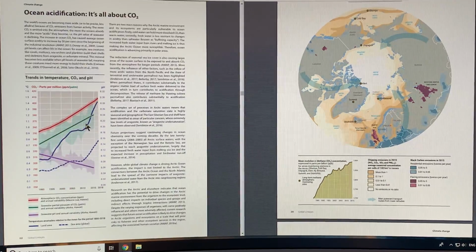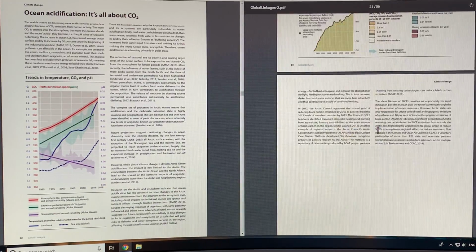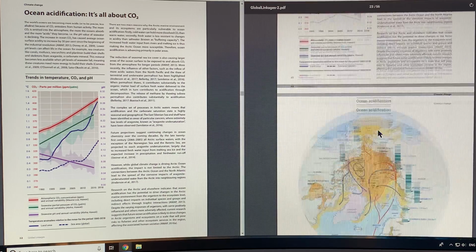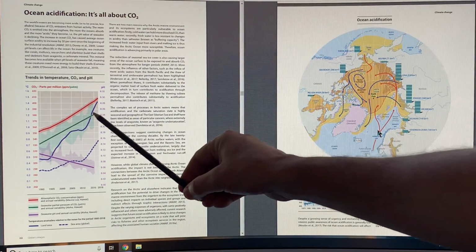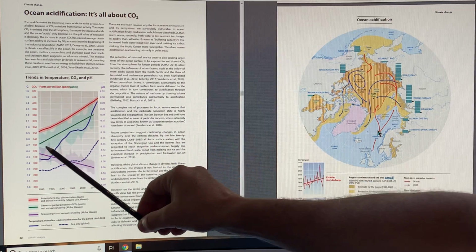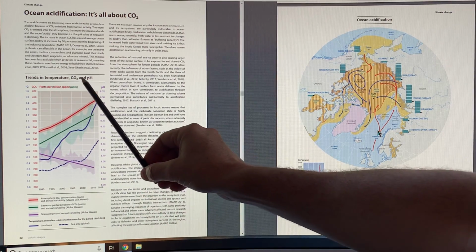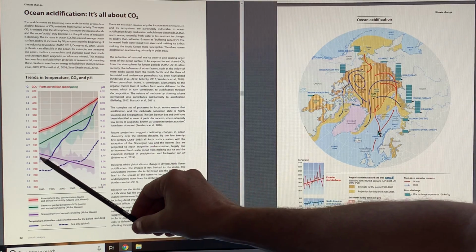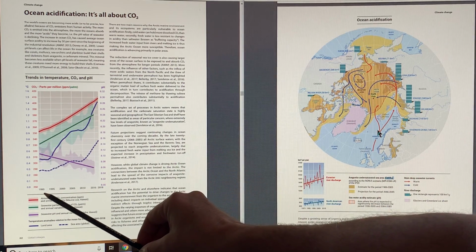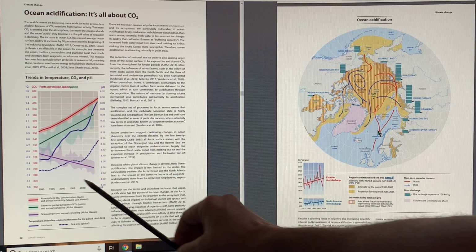Okay, ocean acidification. It's all about the CO2. This graph shows trends in temperature, CO2 and pH. The blue line is the temperature, from 1990 to present day.